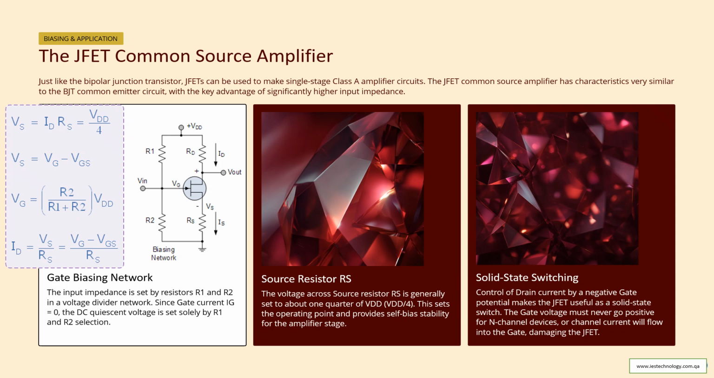Gate biasing network. The input impedance is set by resistors R1 and R2 in a voltage divider network. Since gate current IG equals 0, the DC quiescent voltage is set solely by R1 and R2 selection. Source resistor RS. The voltage across source resistor RS is generally set to about 1/4 of VDD, VDD/4. This sets the operating point and provides self-bias stability for the amplifier stage.